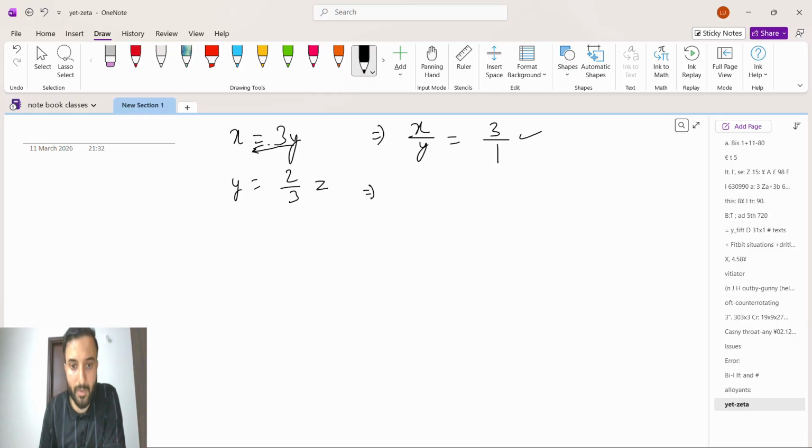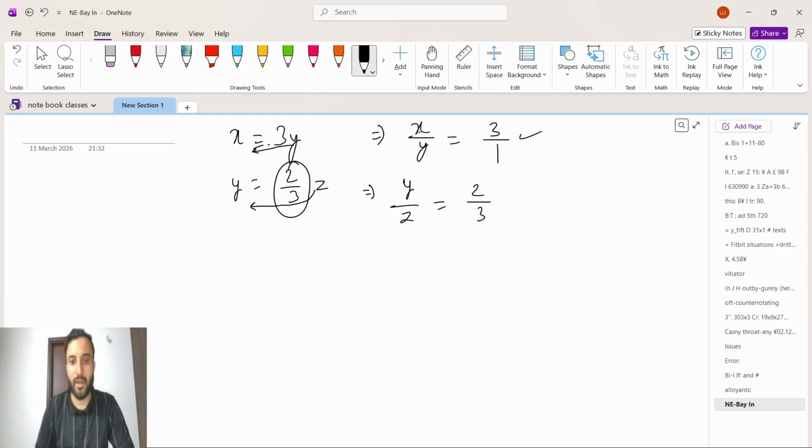And here what will happen? Z comes this side, so it will be Y divided by Z, and what is remaining this side? 2 by 3. So X by Y equals 3 by 1, and Y by Z equals 2 by 3.